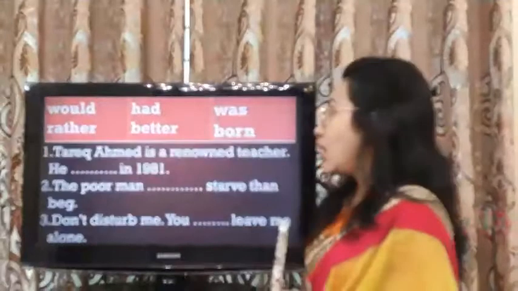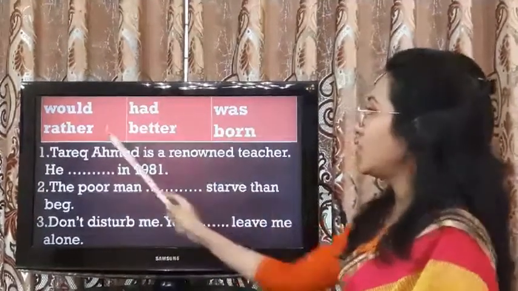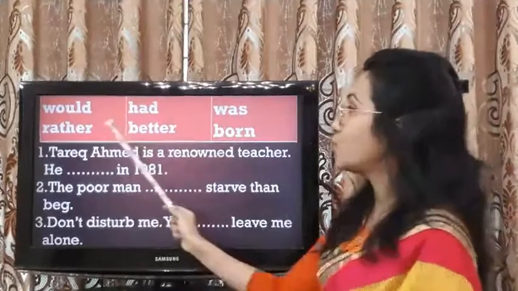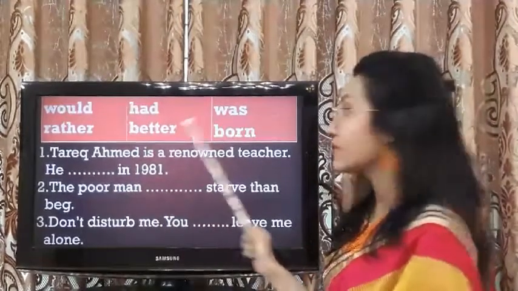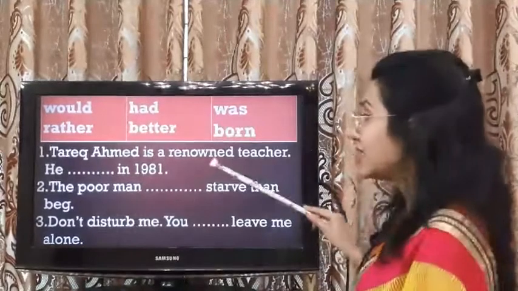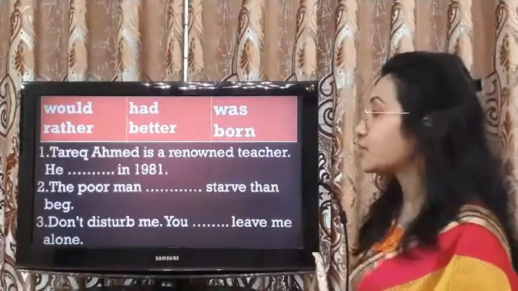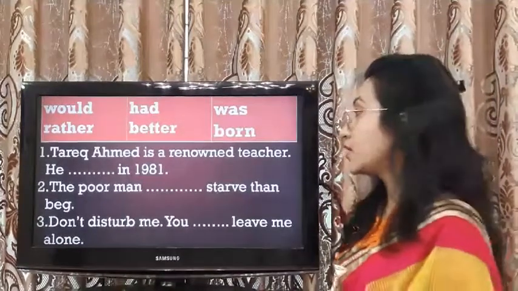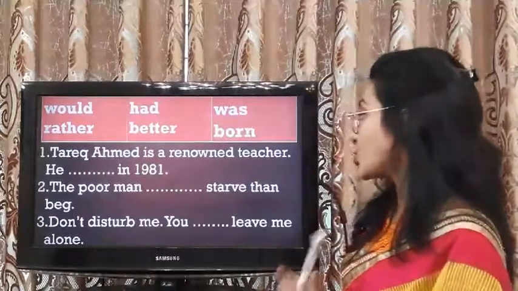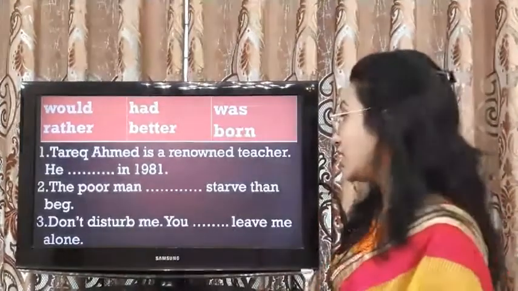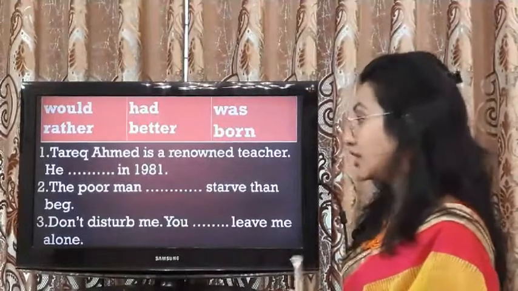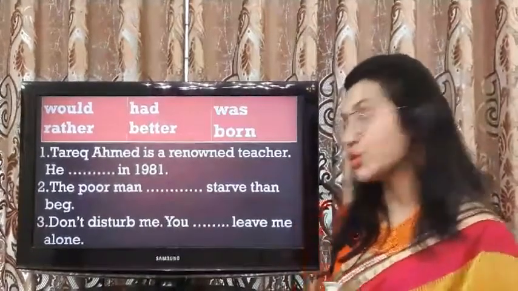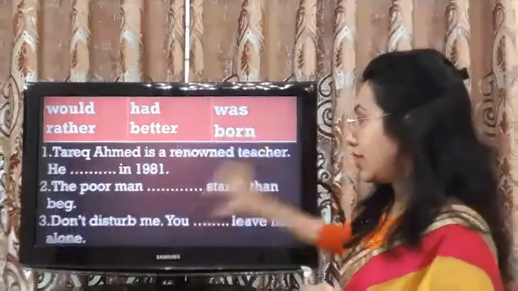Now it's time for a short quiz. Let's see what question do we have here. So as you can see, I have given 3 clues. First one is would rather, second one is had better, and the third one is was born. আমাকে 3টা কোয়েশ্চেন দেয়া আছে। ফার্স্টটা হচ্ছে Tariq Ahmed is a renowned teacher. He dash in 1981. Number 2, the poor man dash starve than bake. And number 3, don't disturb me, you dash leave me alone. So what you have to do, you have to put the right clue in the blank.